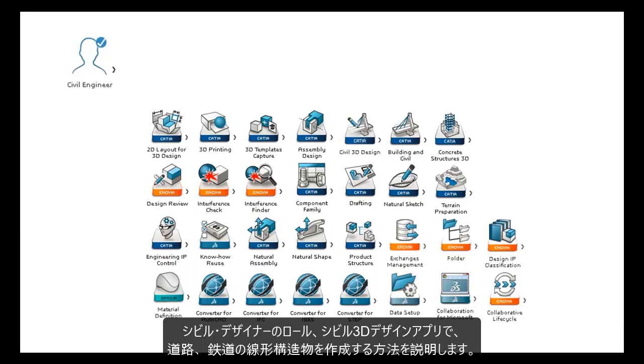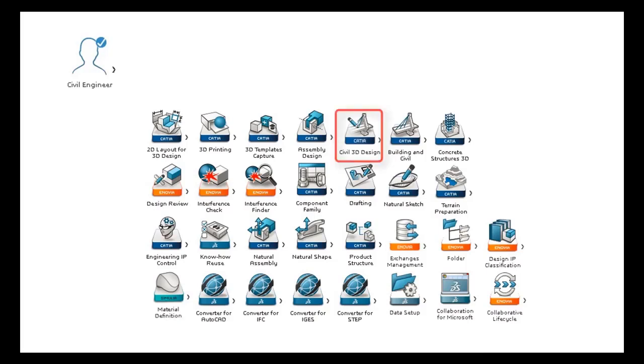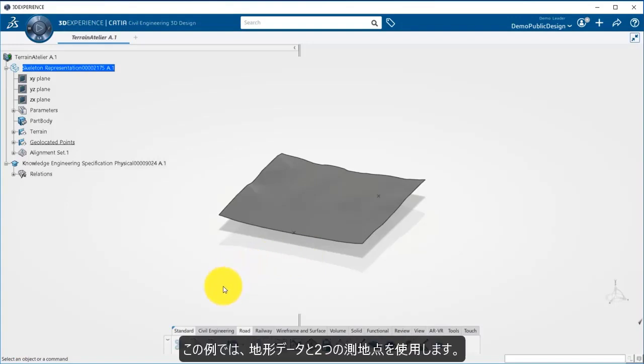In this video, you will see how to create a roadway or railway alignment within the 3D Experience platform using the Civil Engineer role and the Civil Engineering 3D Design app. In this example, we already have a geolocated terrain and two geolocated points.